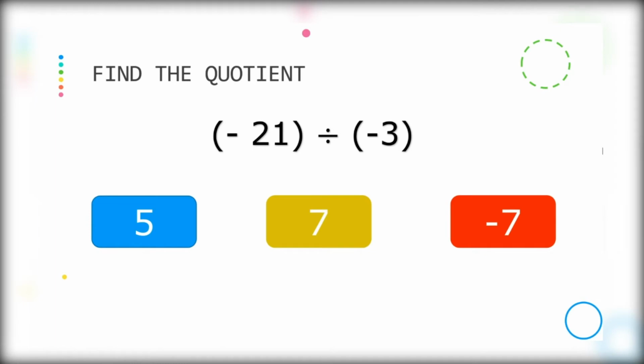Now is your turn. You're gonna find the quotient of the following division. We have -21 divided by -3. You're gonna pick the correct option, and you're gonna have a couple of seconds to get the correct answer. Let's start.